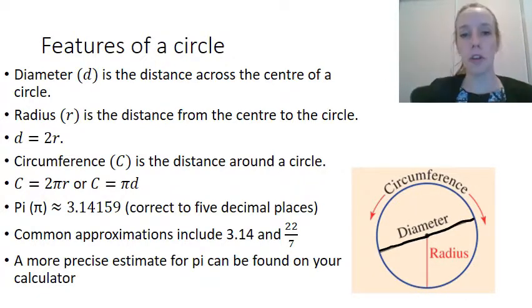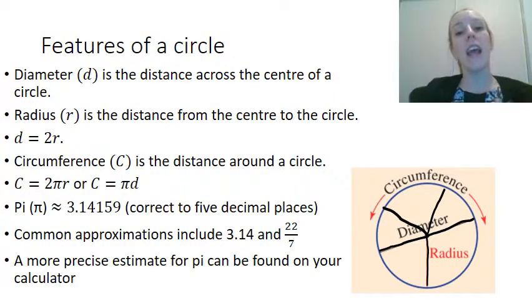The radius, and we use a symbol of a lowercase r, that's the distance from the center of the circle to the outside. So this, for instance, would be the radius. If you drew a line here, that would also be the radius. You could draw a line here, that would also be the radius. Anywhere where you're cutting from the outside straight to the center, so like halfway across the circle, that's the radius.